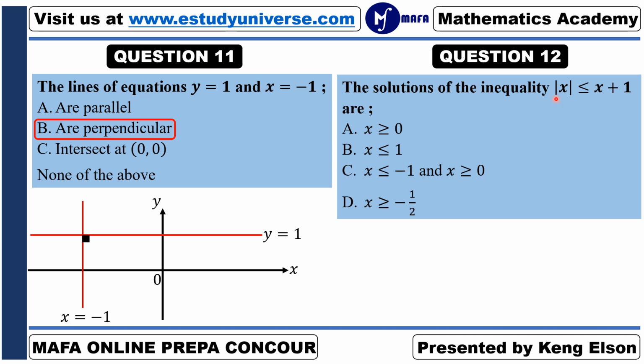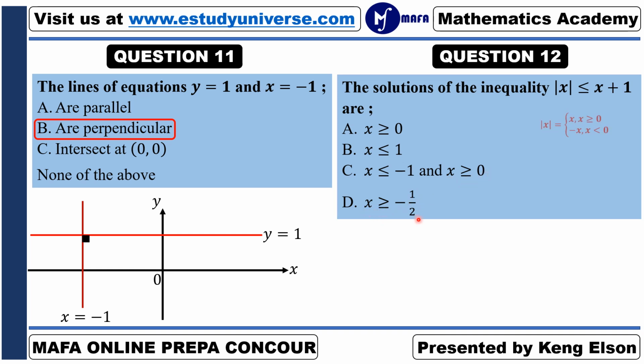The solutions of the inequality, the absolute value of x is less than or equal to x plus 1 are: A, x greater or equal to 0; B, x less than or equal to 1; C, x less than or equal to negative 1 and x greater or equal to 0; D, x greater or equal to negative half.